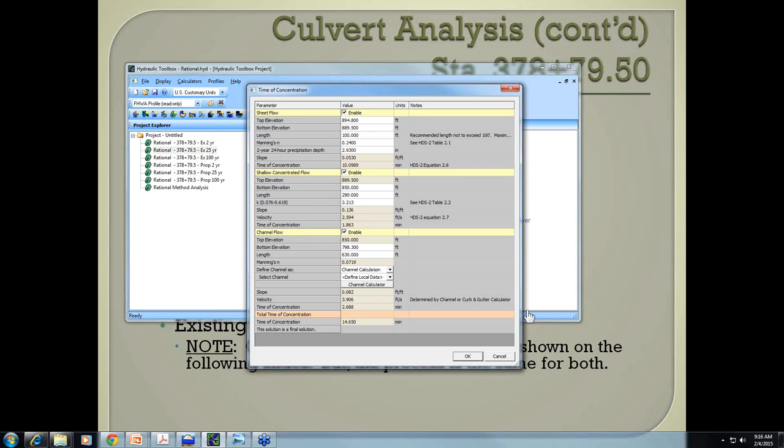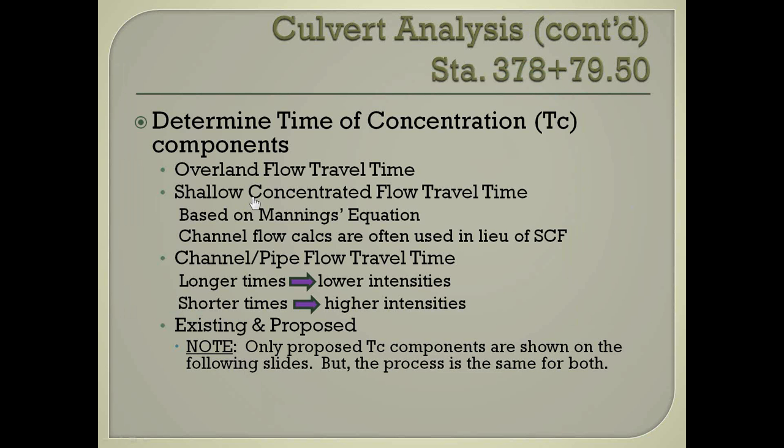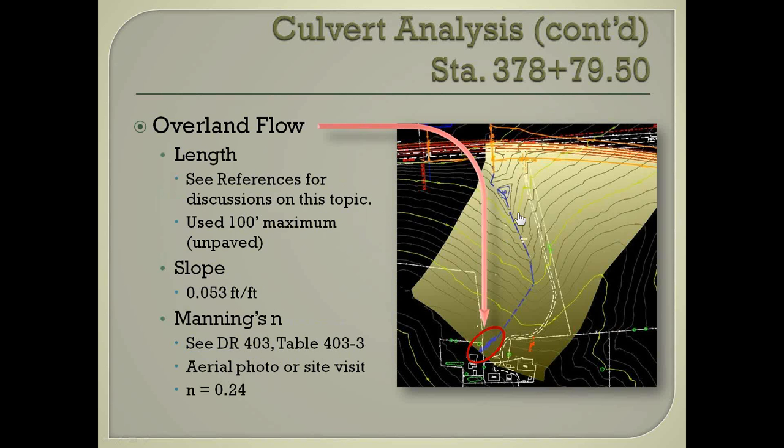Now let me switch back to the PowerPoint to cover this a little. Again, we talk about it here. Your three parameters are your overland flow, your shallow concentrated flow, and your channel pipe flow for existing and proposed. This shows that watershed, and here is the overland flow. Usually we look at the first 100 feet. You would have your upper elevation, your lower elevation, and your 100 feet, and you would end up with a slope. From the aerial photograph, you'd also come up with an N value.